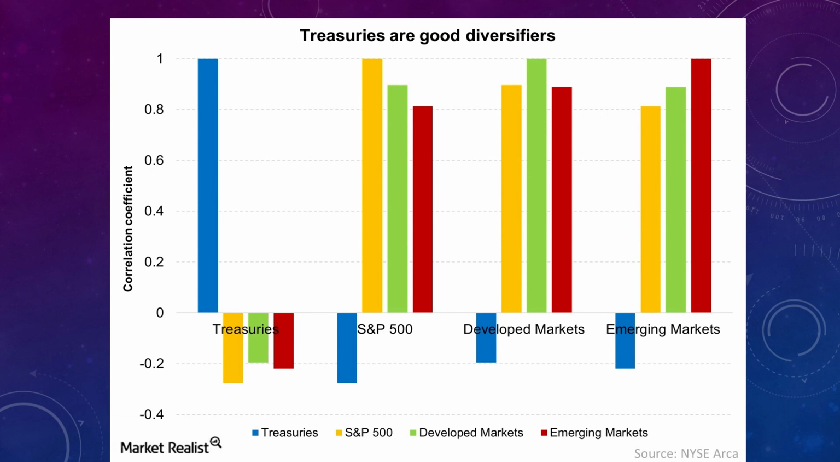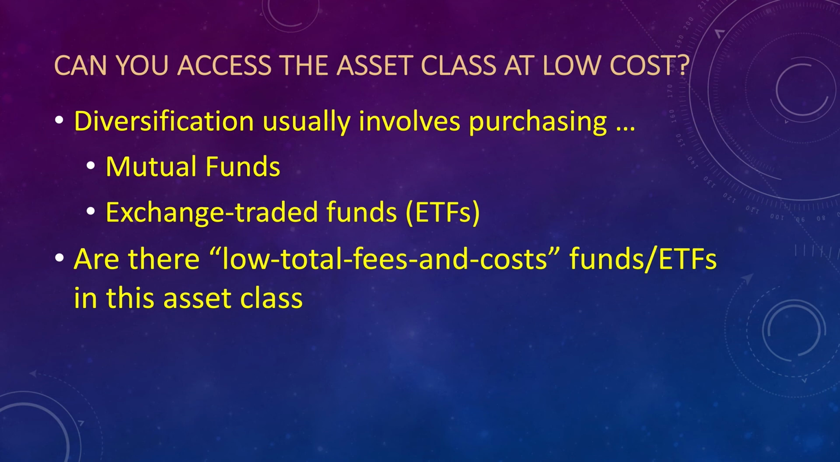Another question that Rick Ferry asks is, can you access the asset class at low cost? Diversification usually involves purchasing by means of mutual funds. Basically, you put your cash in with other investors as a portfolio manager who goes out and buys a whole bunch of different stocks or a whole bunch of different bonds. There's also exchange traded funds, which is kind of a variation of mutual funds. We'll explore that. We're looking for low fee and cost mutual funds or exchange traded funds.